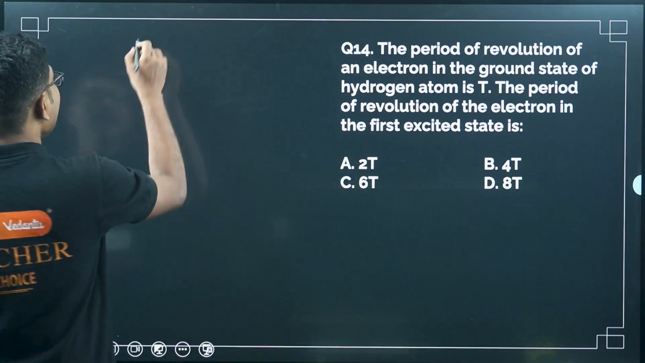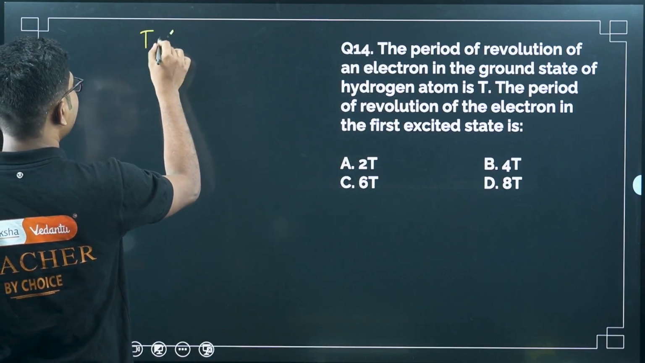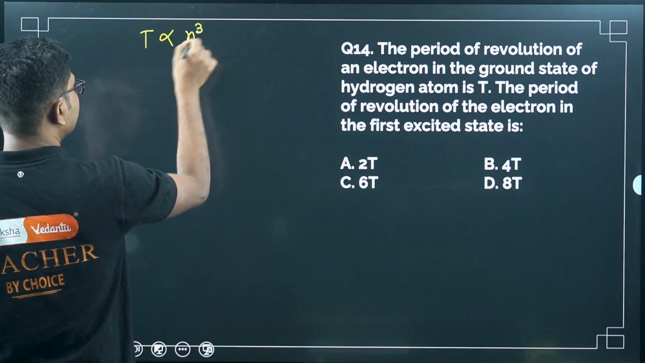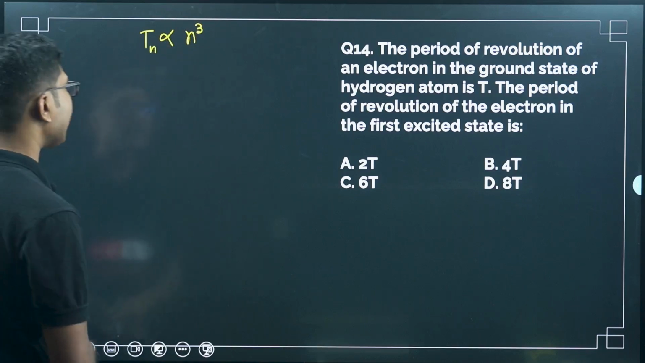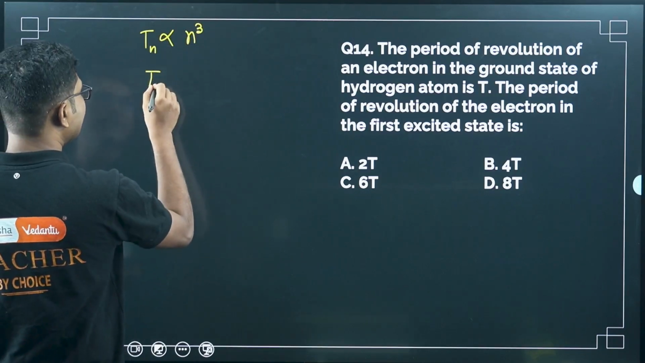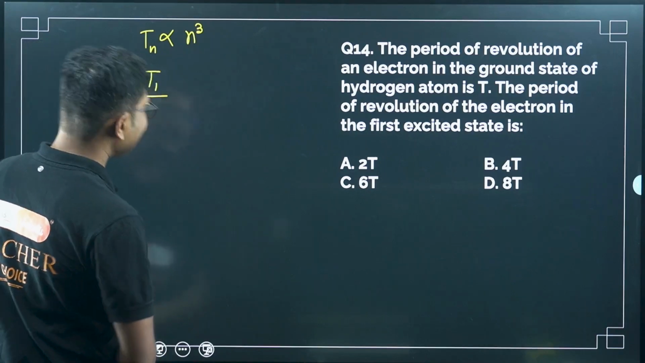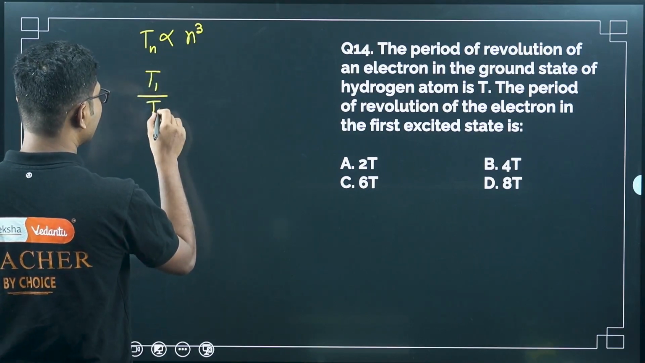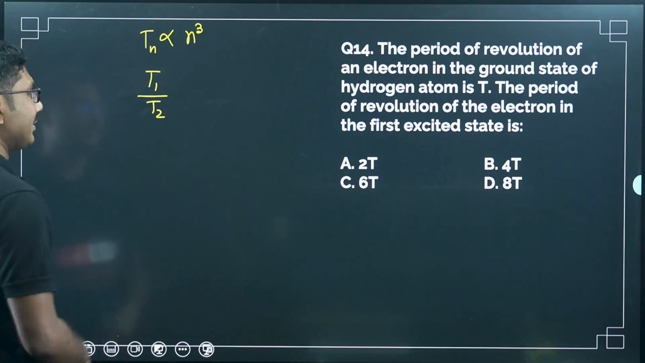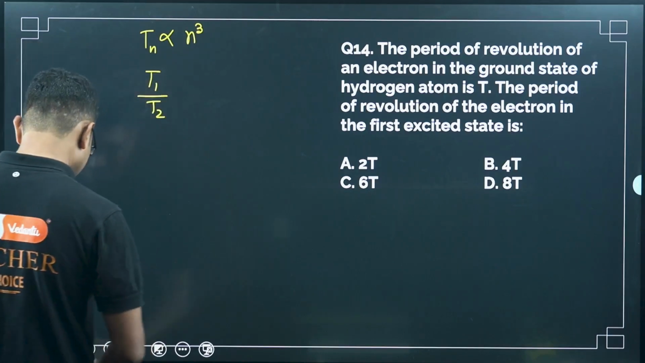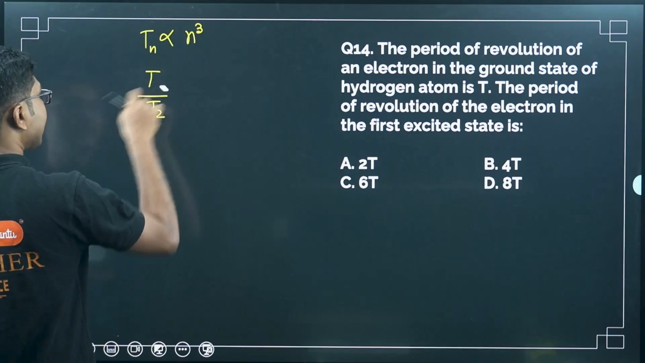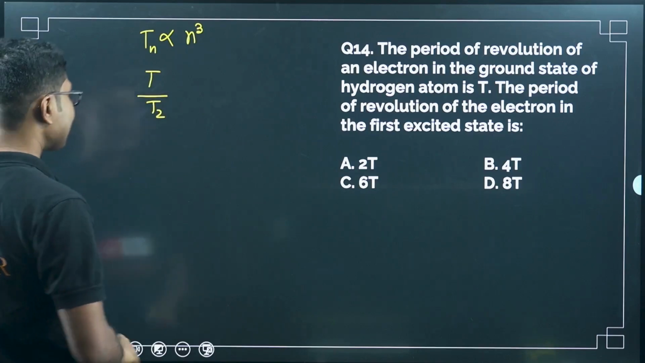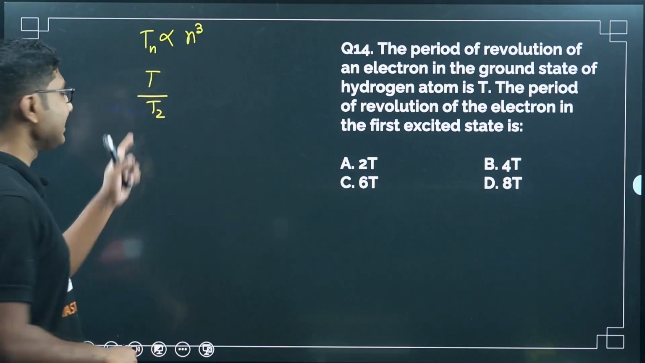Now we already solved it. I am not going to solve it in detail. T is proportional to n cube. Okay, Tn is proportional to n cube. Now ground state is n equals 1 and first excited state is n equals 2. Okay, so T1 by T2. Now T1 is given as T. Ground state it is given as T. And they have asked you to find the first excited state, that is T2.